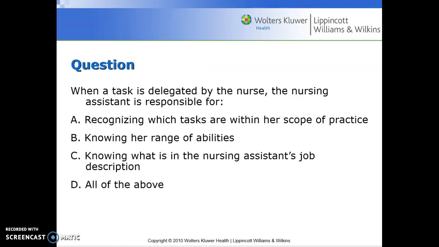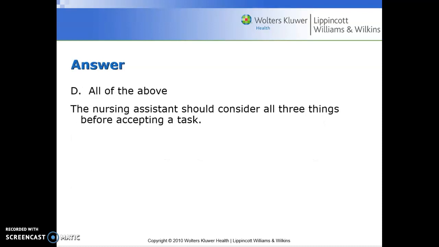When a task is delegated by the nurse, the nursing assistant is responsible for: A, recognizing which tasks are within her scope of practice; B, knowing her range of abilities; C, knowing what is in the nursing assistant's job description; or D, all of the above. In this question, the correct answer is going to be D. The nursing assistant should consider all 3 things before accepting a task.